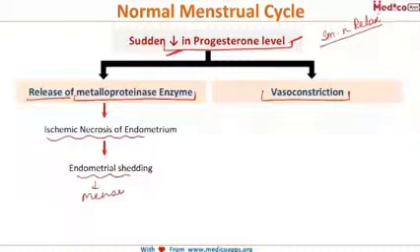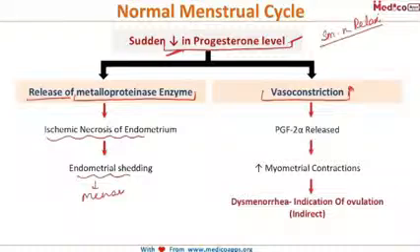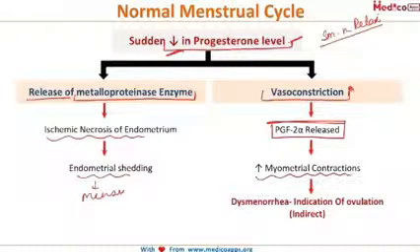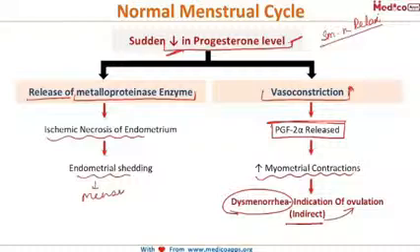So if there is a decrease in the level of progesterone, it will subsequently lead to vasoconstriction. And in turn, because of this vasoconstriction, there will be release of PGF-2α, a prostaglandin which causes increased myometrial contraction, spasm of the uterus, and thereby leading to dysmenorrhea. So you can say that this dysmenorrhea is an indirect evidence of ovulation. And this is a very important question, which is the prostaglandin involved in dysmenorrhea, and it is PGF-2α.